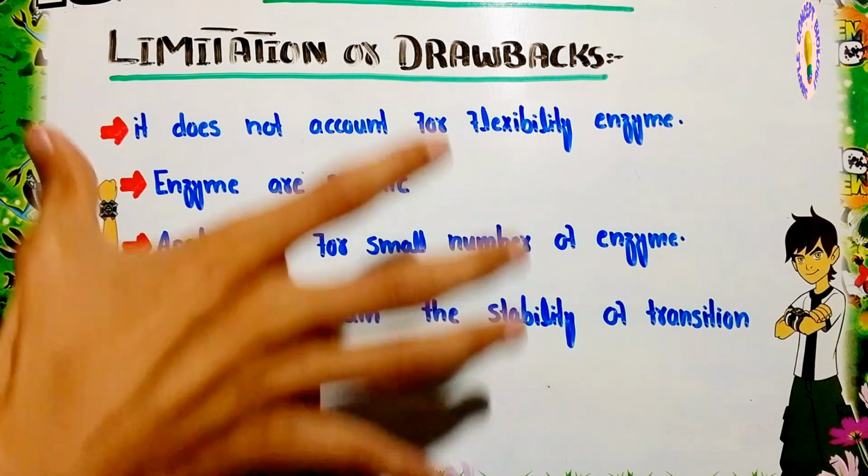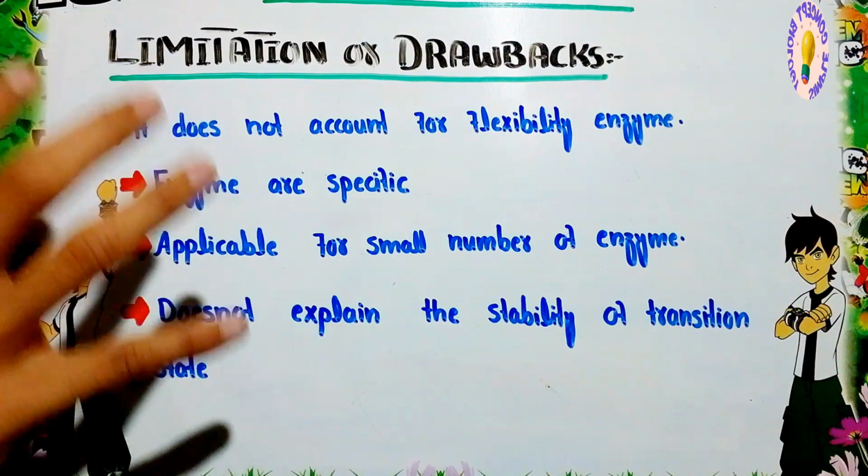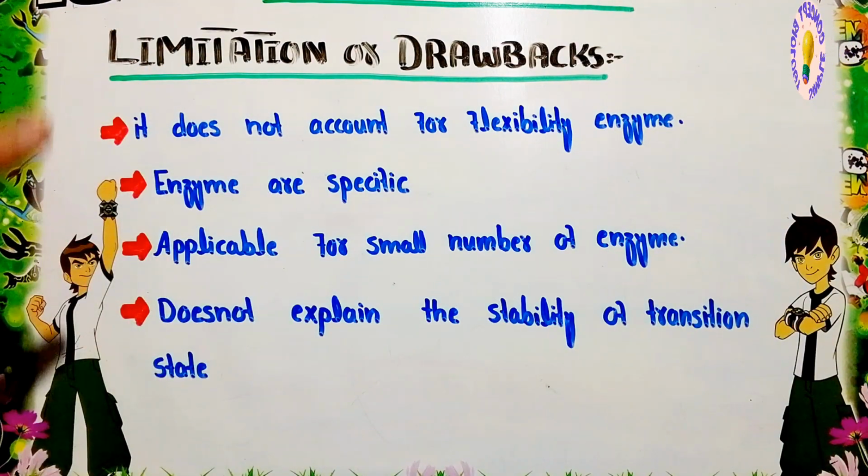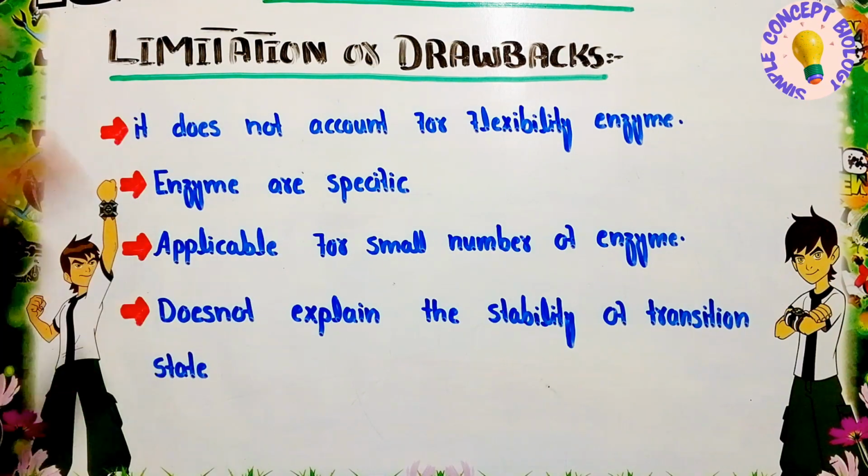Now these are all about the lock and key model, its importance, application, statement or postulate, and its applicability. So this is all about the lock and key model.